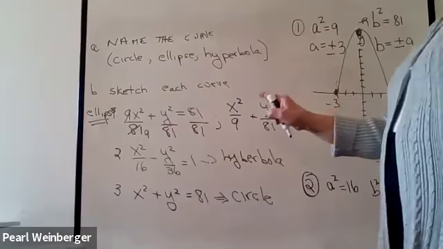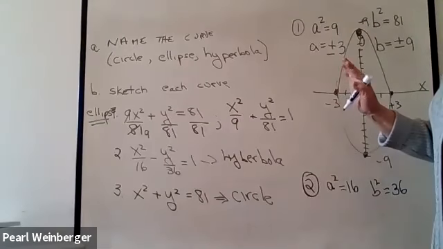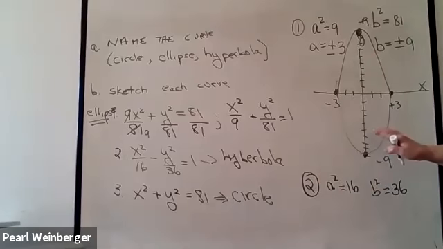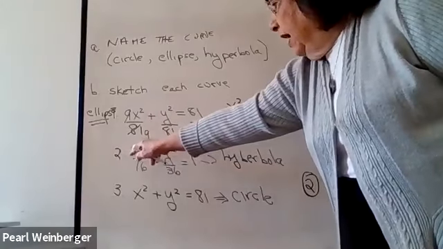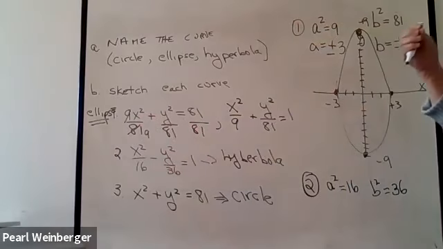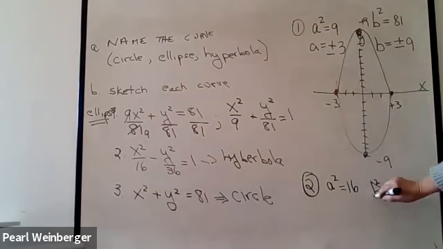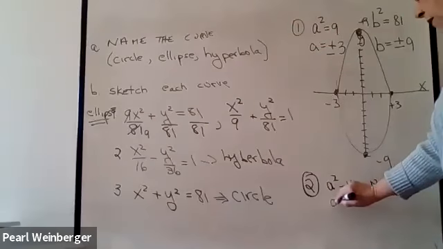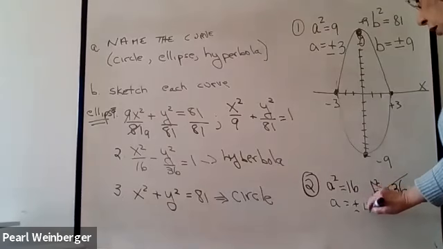But since this is a hyperbola, it's not going to have both intercepts. It's only either going to have x-intercepts or y-intercepts. And I can tell by looking at the one that's positive. The x squared is positive. There's a minus in front of the y squared. The one that's minus will never be able to give us intercepts. So we aren't going to have y-intercepts. We'll just have x-intercepts. My a is going to be plus or minus 4.